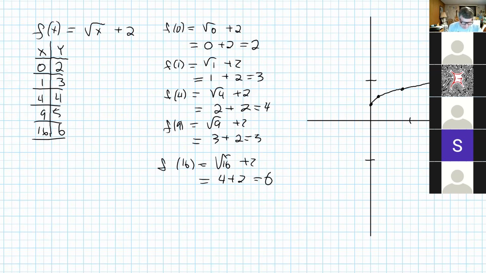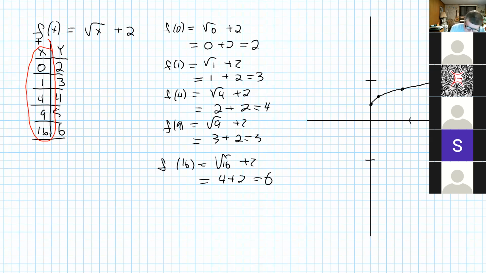Notice the values of x that they chose. Why don't you think they just used 0, 1, 2, 3, 4, 5? Why did they skip around like this? What's special about those x values? They all make for really good square roots. They're not cubes, they're squares.